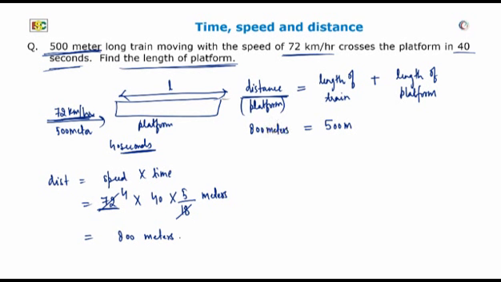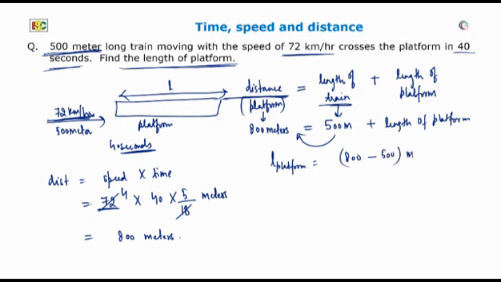So distance covered by train is 800 meters, length of train is 500 meter, so we can easily calculate the length of platform, and that will be equal to length of platform, 800 minus 500 meter, that is 300 meter, which is our answer.